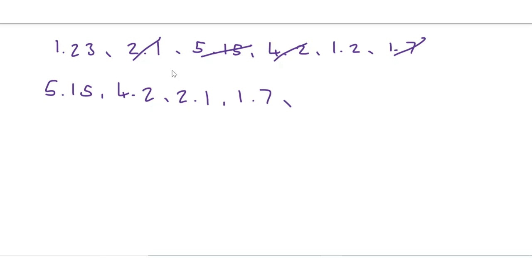This has 3, but this has nothing. So what does that mean? Well, it has 0 hundredths, and this is 3 hundredths. 3 hundredths is bigger than 0 hundredths, so we get 1.23, then 1.2 finally.